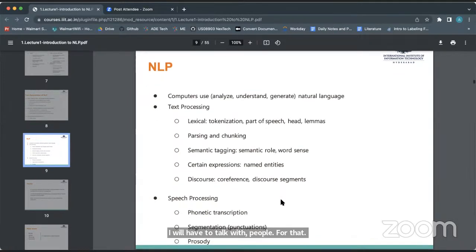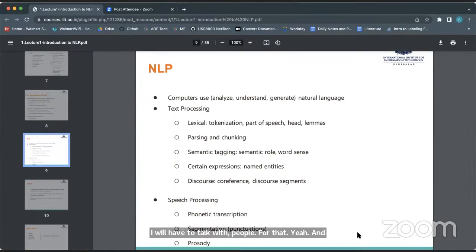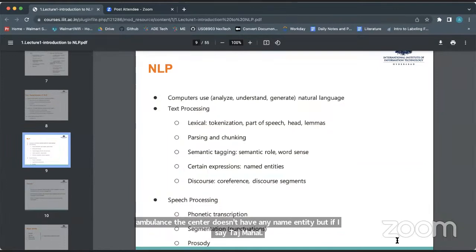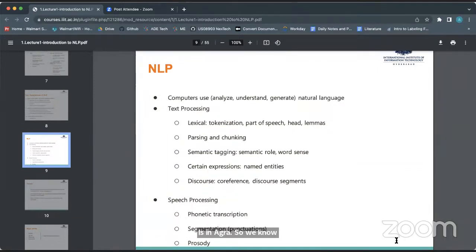And after this disambiguation, you will have named entities. Named entities are nothing but proper nouns, basically. Mostly you can understand it like that. So call me an ambulance, this sentence doesn't have any named entity. But if I say Taj Mahal is in Agra, we know that Taj Mahal and Agra are both proper nouns, not because I wrote it in capital, but they are proper nouns. So these two are named entities. So these would be more important to the language.